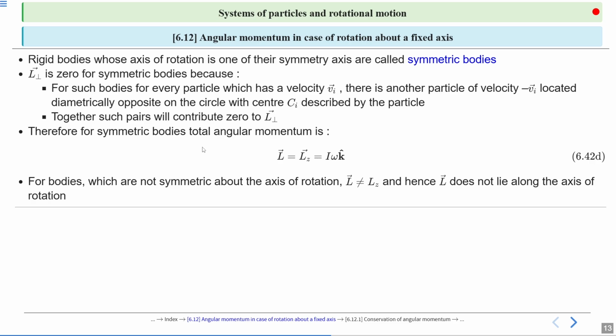If we talk about asymmetric, or unsymmetric, bodies, a body is asymmetric if its mass is not evenly distributed around the axis of rotation, or we can say the shape is irregular. Mass may be concentrated more on one side. An example of an asymmetric body is an L-shaped object. All right.